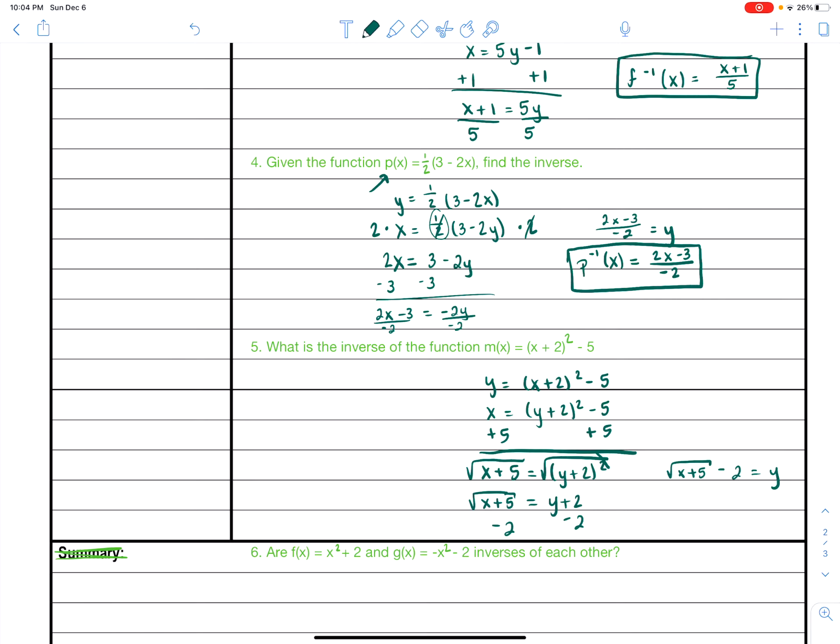Okay, but I don't want to leave it as y because I want to say that really this came from the function called m. So I can say the inverse of m is made up of x variables and is the equation square root of x plus 5, minus 2.